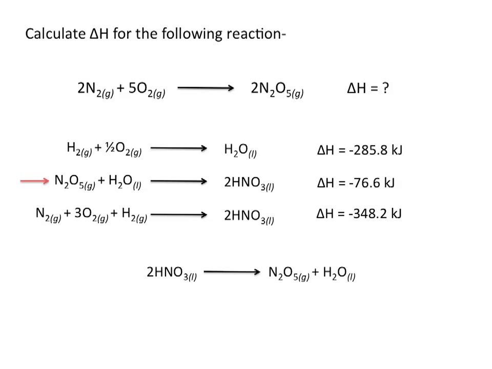And remember, we performed the same operation on delta H as we did on the equation. So if we flipped the equation and multiplied it by 2, we need to flip the sign on delta H and multiply it by 2. This gives us the new reaction 4HNO3 goes to 2N2O5 plus 2H2O, and this reaction has a delta H value of 153 kilojoules per mole.